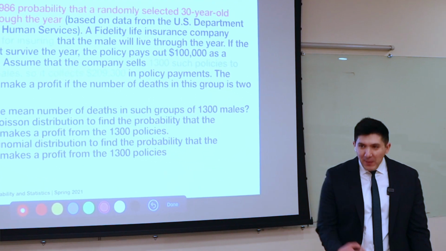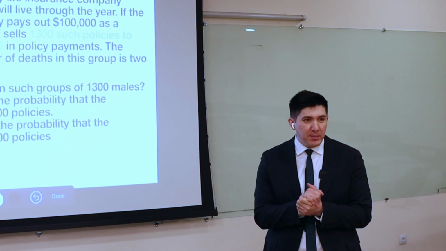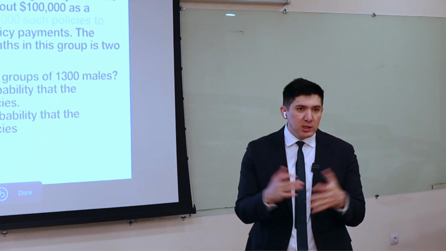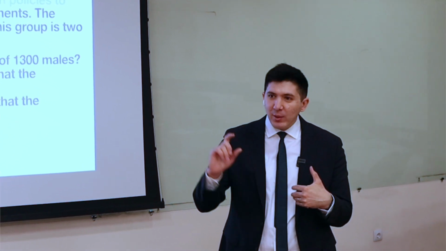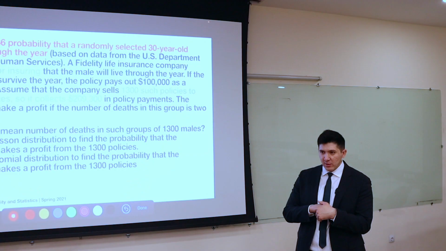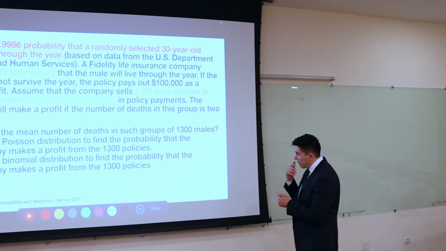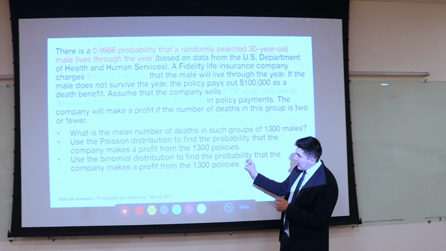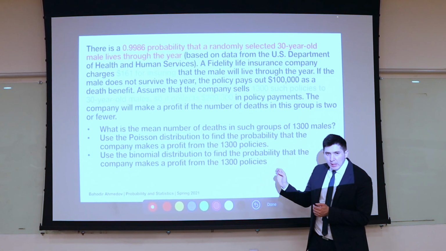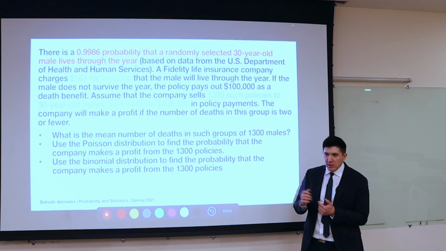Depending on this, we can make some calculations, right? For example, if the probability that the company will not be in profit is low, then we can increase the price of the policy. So let's do this together. What we need to do is find the probability that the company will have a profit using the Poisson distribution and using the binomial distribution, and compare the two results.